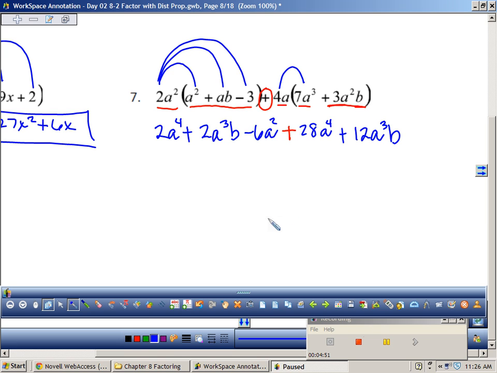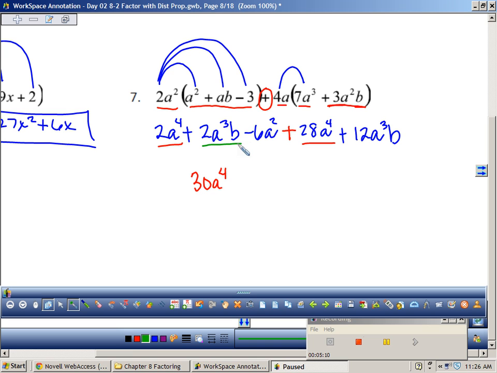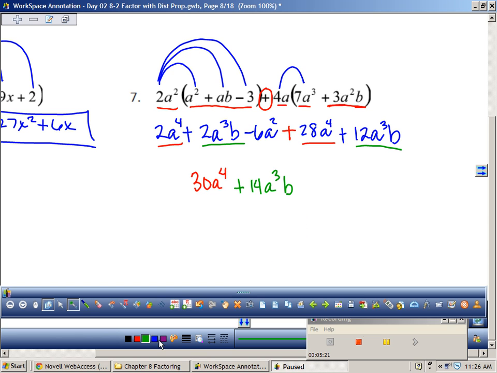But I'm not finished there. Now you gotta add it. Now I have to combine like terms. So I have 2a to the 4th. Do I have any more terms that have an a to the fourth in them? I do. I have a 28a to the fourth, which makes 30a to the fourth. I have 2a cubed b. Do I have another a cubed b? I do. I have 12a cubed b, which makes 14a cubed b. And there's nothing for me to combine an a squared with, so I'm just going to write negative 6a squared. Yes?